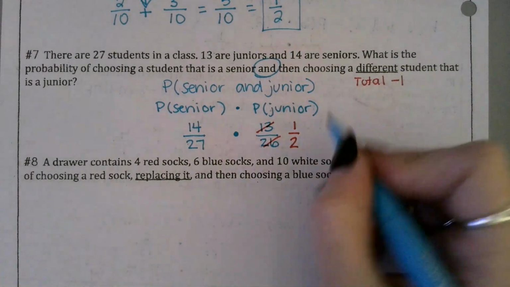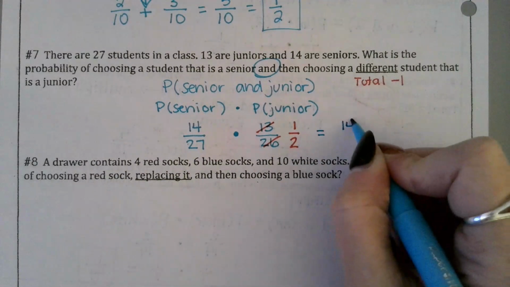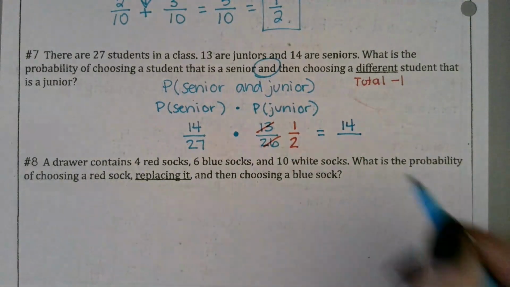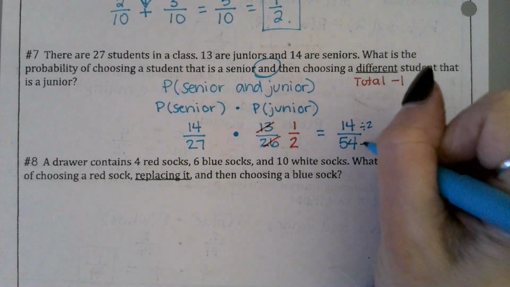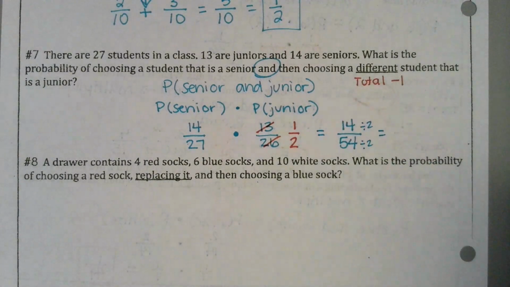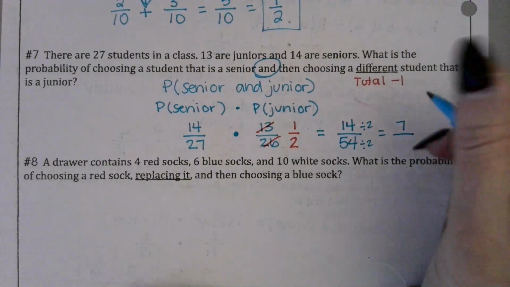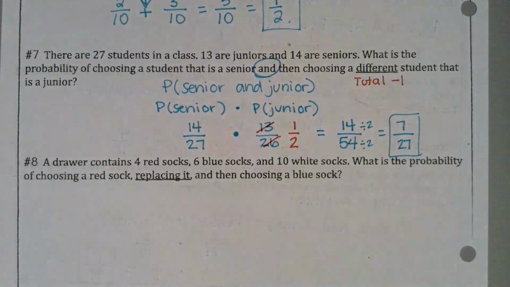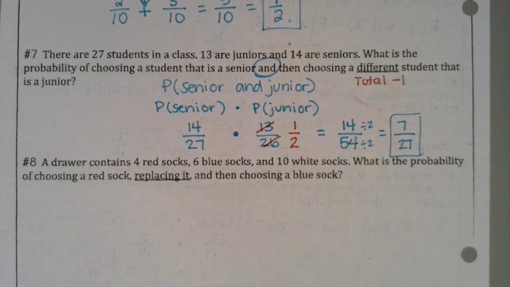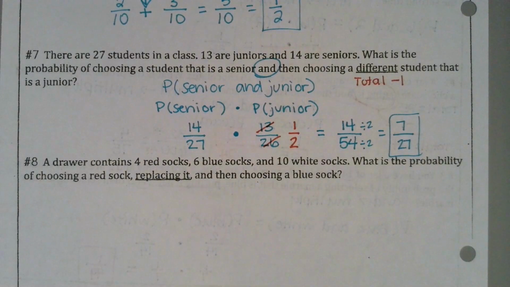So that's going to give me 14 times 1 over 27 times 2. It's 14 over 54. I can go one more time, but this is way easier than the numbers you were pulling out. Divide both of these by 2 to reduce it. 7/27. That's the probability of choosing a senior and then a different student that's a junior. 7/27.